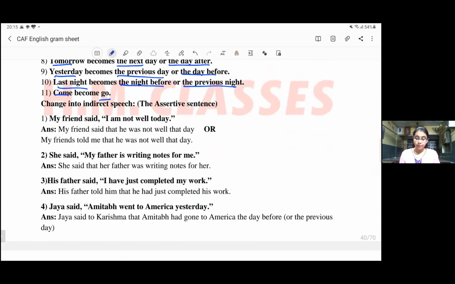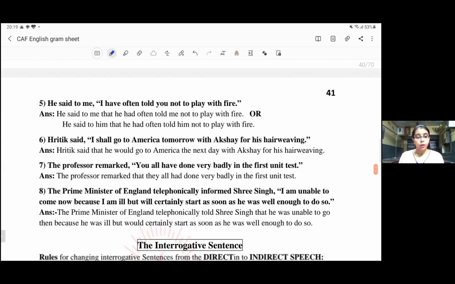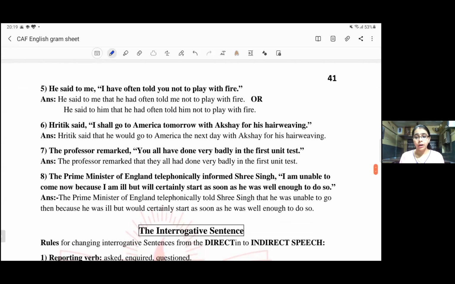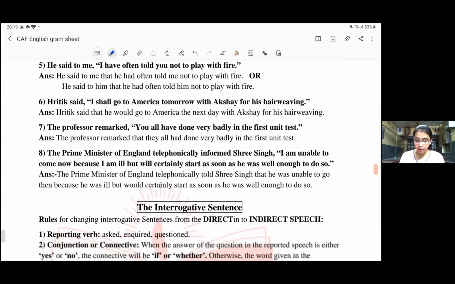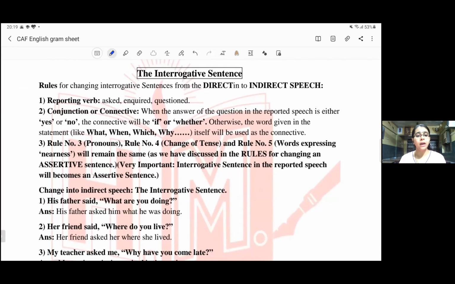Now see, your examples are there. Change into indirect speech. Assertive sentences are there. Just read it. I'll give you 2 minutes. I hope you all have understood assertive sentences. There are 8 sentences. Now next we are going to learn interrogative sentences from direct into indirect speech.